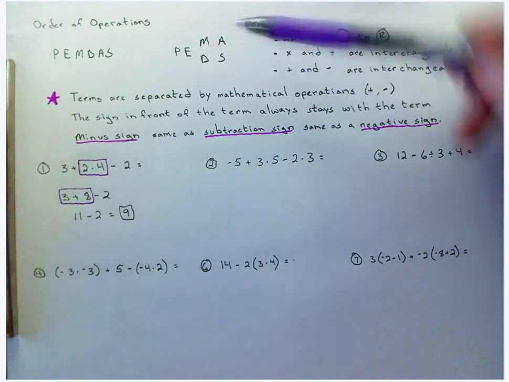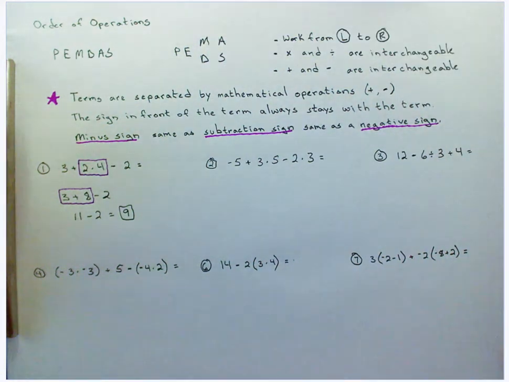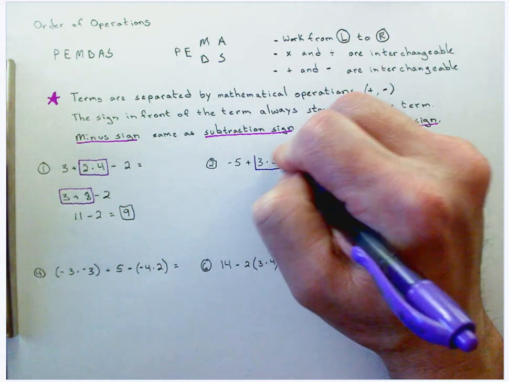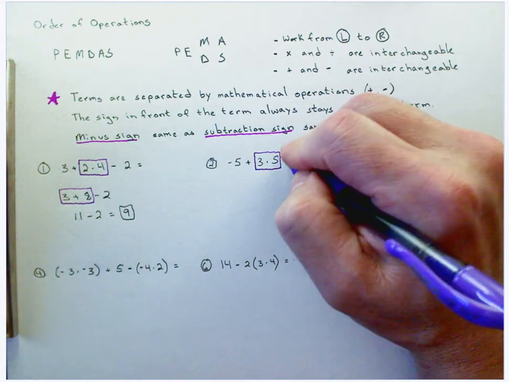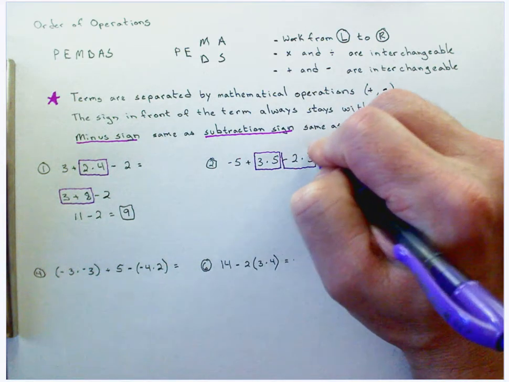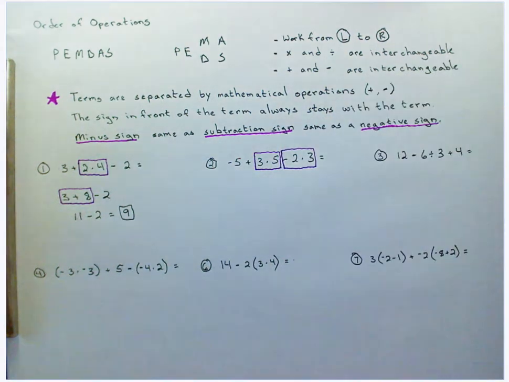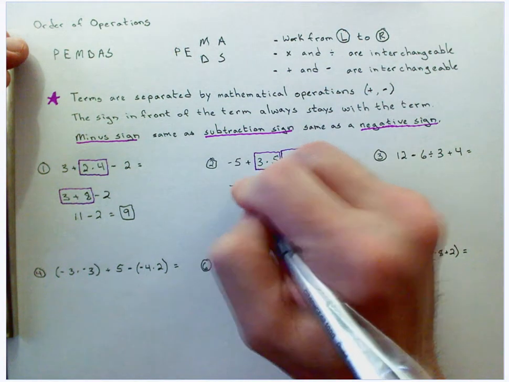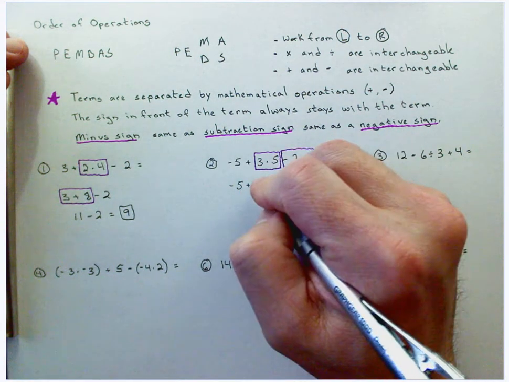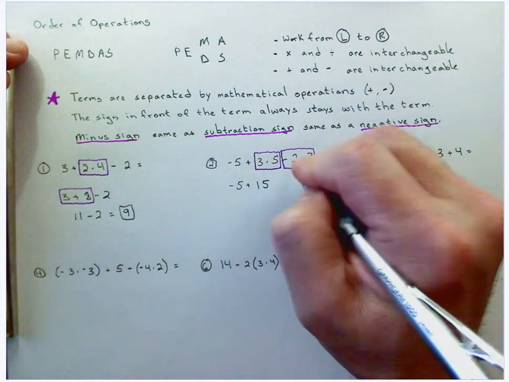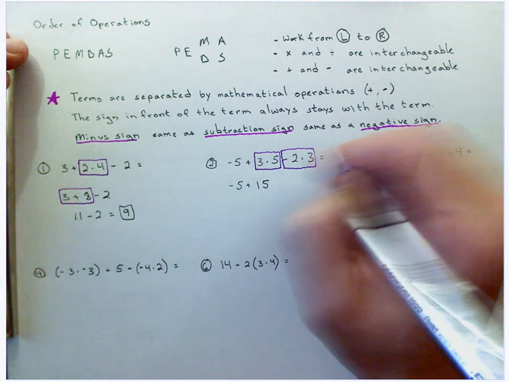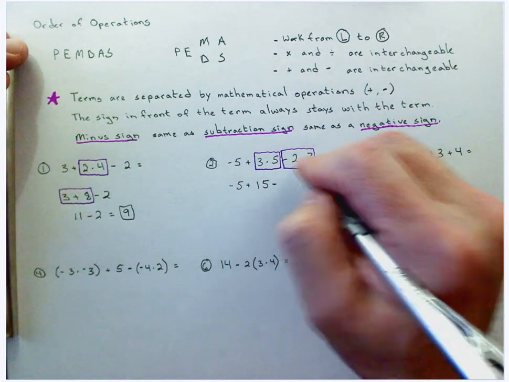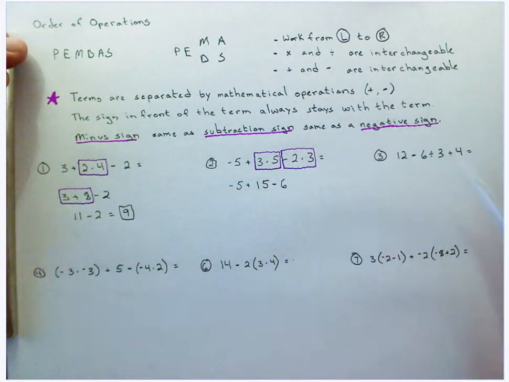So now I'm simply going to look at where I can multiply and divide. What I have here is 3 times 5, and then what I can consider to be a negative 2 times 3. So negative 5 plus 3 times 5, 15. Negative 2 times 3: odd number of negative signs, negative answer. 2 times 3 is 6.